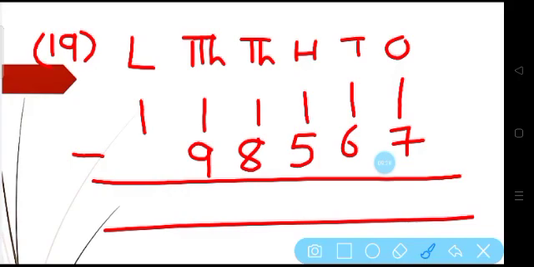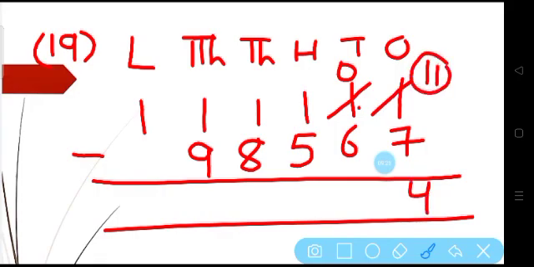So we will be seeing over here again that here 7 is greater than 1. So you will borrow from this one. So it will become 0 and it will become 11. 11 minus 7 will be equal to 4. Now again it is 0. We will borrow from this one. It will become 0. It will become 10. So 10 minus 6 will be equal to 4.